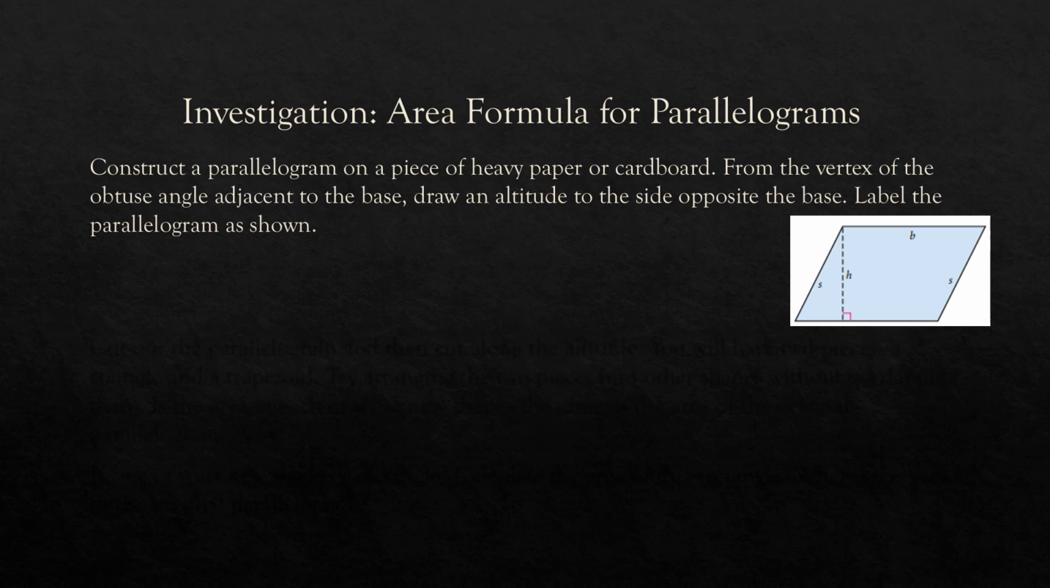We're going to construct a parallelogram on a piece of heavy paper or cardboard. From the vertex of the obtuse angle adjacent to the base, draw an altitude to the side opposite the base. Label it like it's shown. So we have a base, and then we'll have the other side, and then we'll have the altitude or the height that's going to be perpendicular to that base.